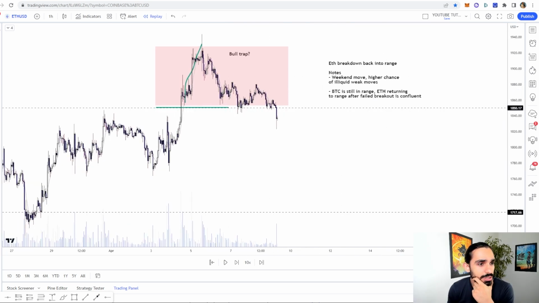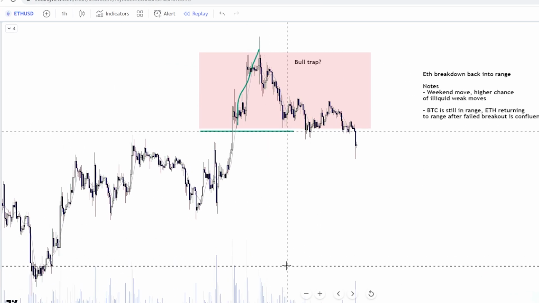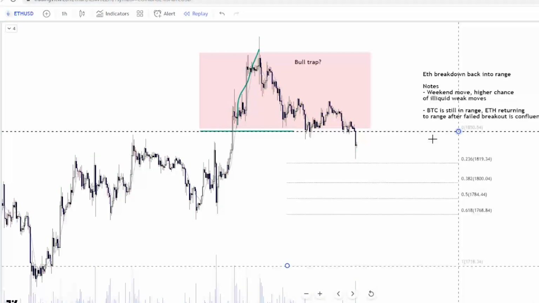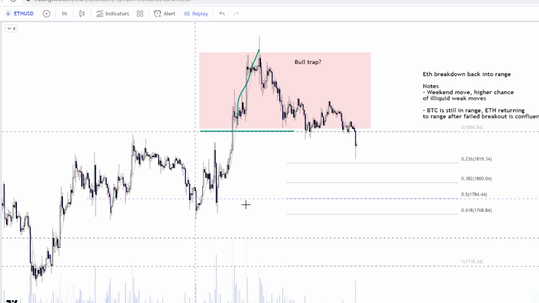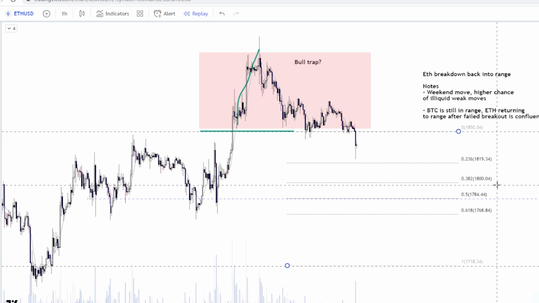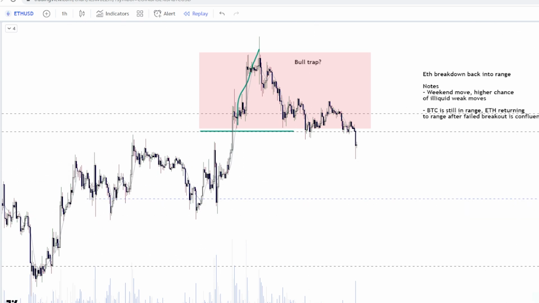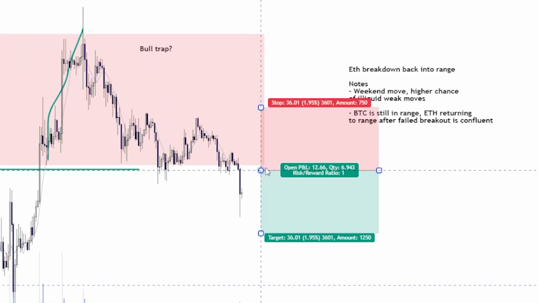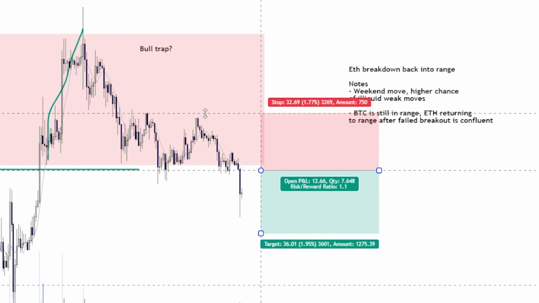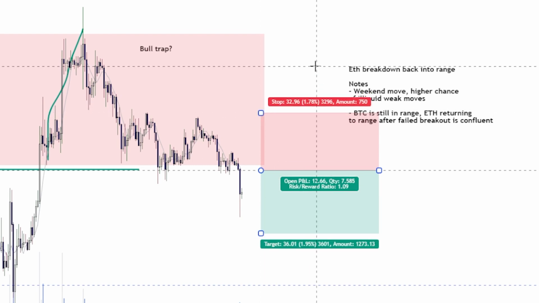So we take a look here and we take the midpoint again, like we did before. And our midpoint is confluent with a lot of data here, around 1784. You can see price is respecting it a lot. And this gives us a potential trade setup. So what would we look for? Short position over here. Logical invalidation would be about 1883.